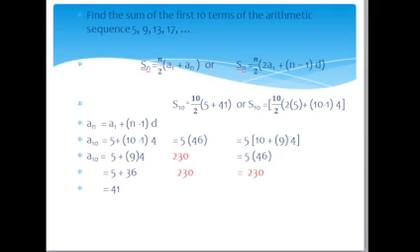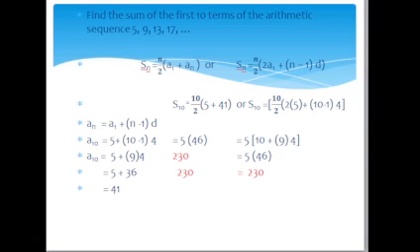Okay, find the sum of the first 10 terms of the arithmetic sequence 5, 9, 13, and 17. So in this problem, there are only 4 terms given, and we need to find the sum of the first 10 terms. Since there are only 4 terms given, there are 6 terms missing. So how can we solve the sum of the first 10 terms when there are only 4 given?